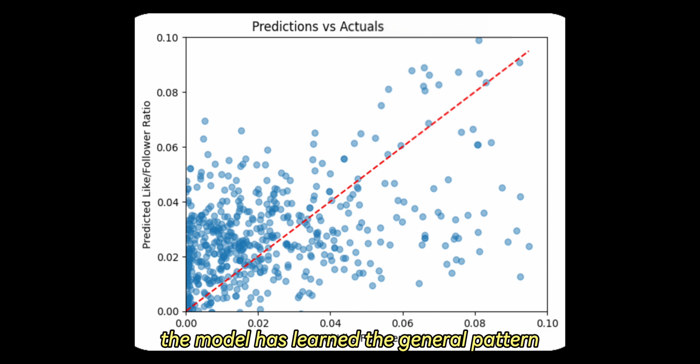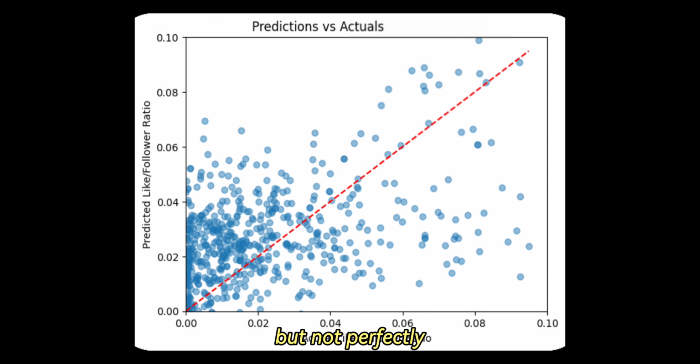The model has learned the general pattern, but not perfectly. It's a valid partial success. It understands directionally which images perform better, but is still fuzzy in low-value regions.